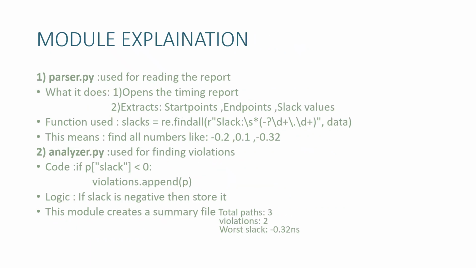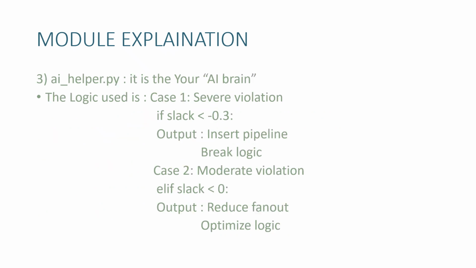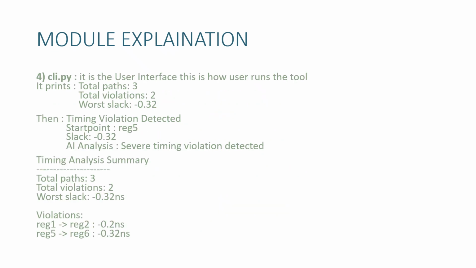To explain the modules in this project, it consists of 4 modules. First, the Parser module reads the timing reports and extracts the start points, end points, and the slack values using regular expressions. Second is the Analyzer module, which identifies timing violations by checking if the slack is negative and generates a summary. Third is the AI Helper module, which classifies violations into severe or moderate, and suggests fixes like pipelining or reducing the fan-out. Finally, the CLI module acts as a user interface, displaying the results and analysis in a clear format. And this is the final timing analysis summary that we got.